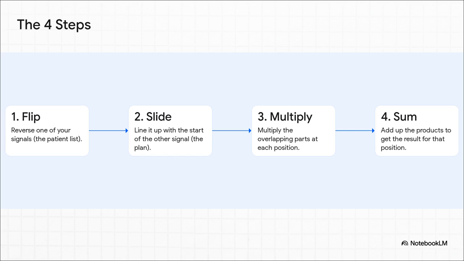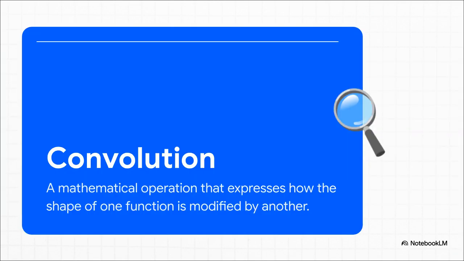And 4, you add up those products to get your final answer for that one position. Flip, slide, multiply, sum. That's it. Now, the more textbook definition would say something like this. Convolution is a mathematical operation that expresses how the shape of one function is modified by another. Which is exactly what we saw, right? It told us how our stream of incoming patients was shaped or modified by our specific treatment plan.